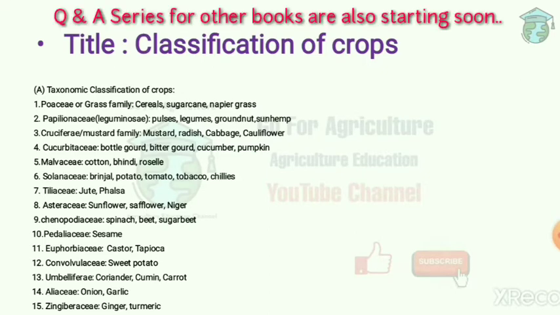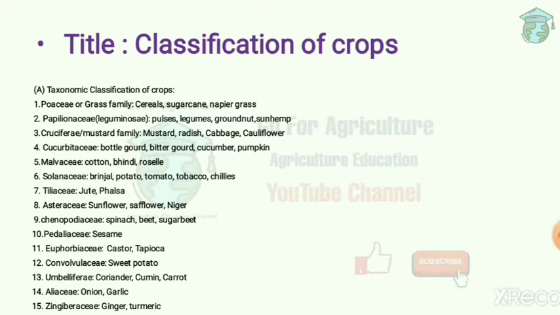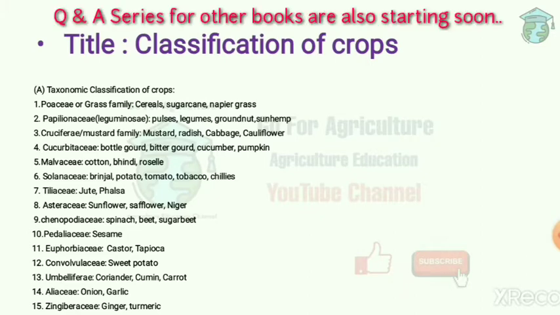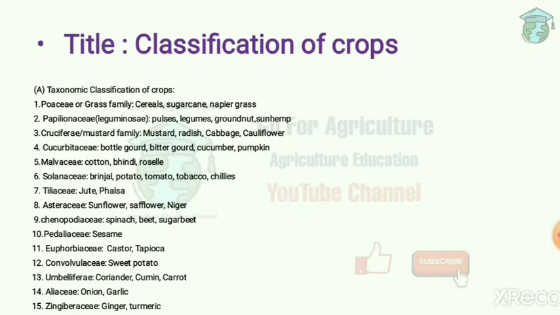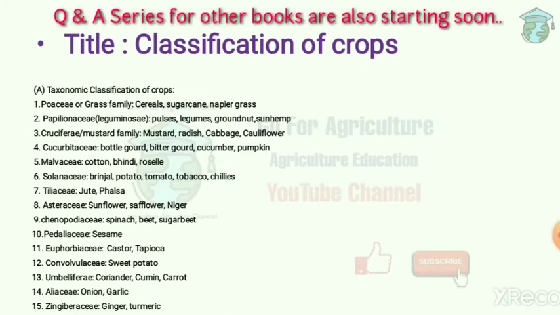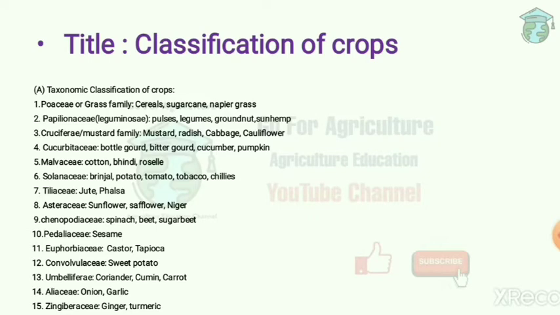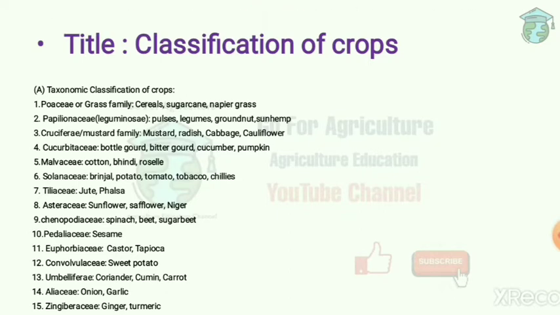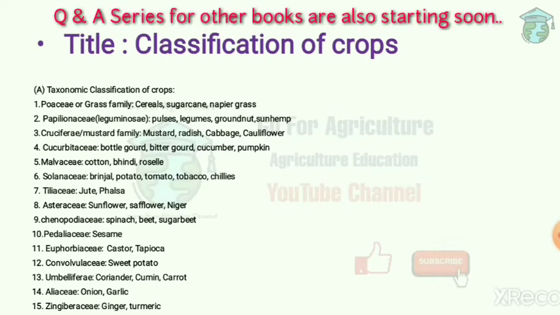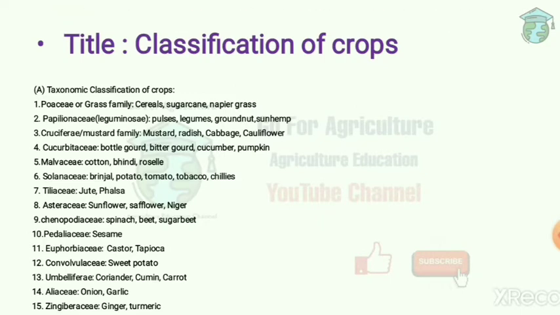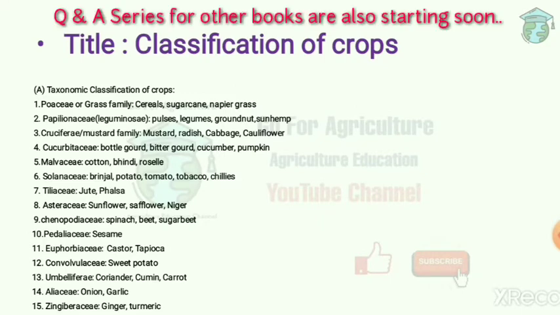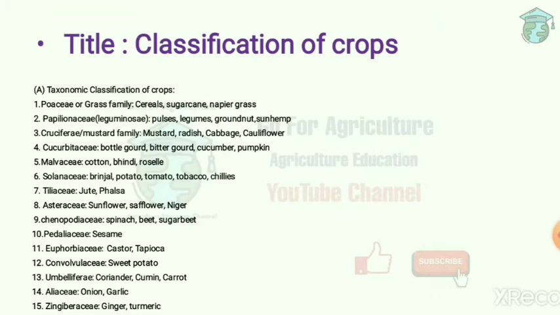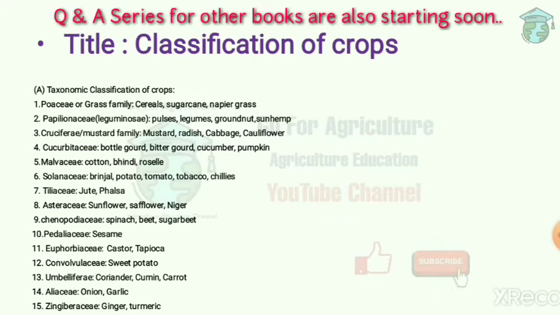Next, Cucurbitaceae. Cucurbitaceae is also called gourd family. Why is it called gourd family? Because it contains all types of gourds like bottle gourd, bitter gourd, cucumber, pumpkin. Next, Malvaceae. Malvaceae is also called cotton family. In this, cotton, bhindi, roselle are the crops. Next one, Solanaceae. This Solanaceae is also called brinjal family, that is eggplant family. In this, brinjal, potato, tomato, tobacco, chilies are there.